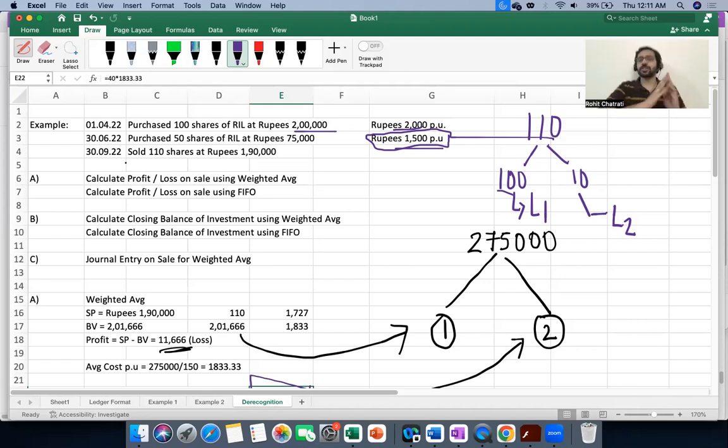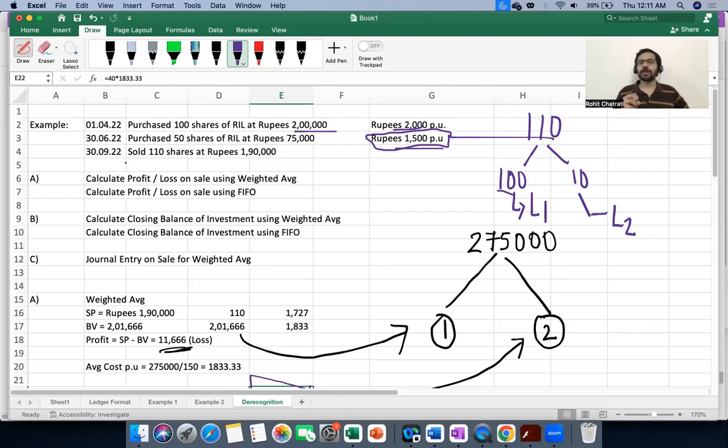Under weighted average cost, I had a loss of only 11,600. Over here, I'm having a loss of 25,000 rupees. My cost over here went up. Under weighted average cost, the cost of investments sold was only 2 lakh 1,000. Over here, it's gone up to 2 lakh 15,000, therefore increasing my loss. Therefore, the loss on investments is 25,000 rupees.